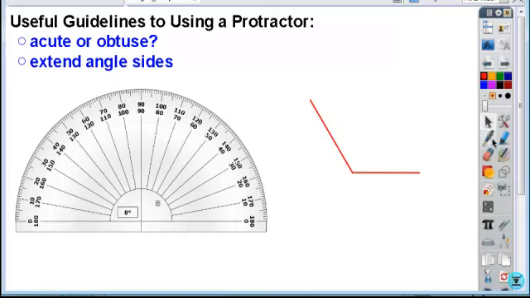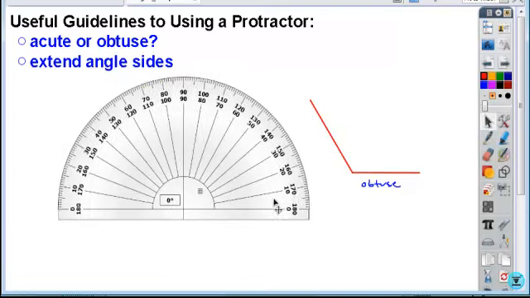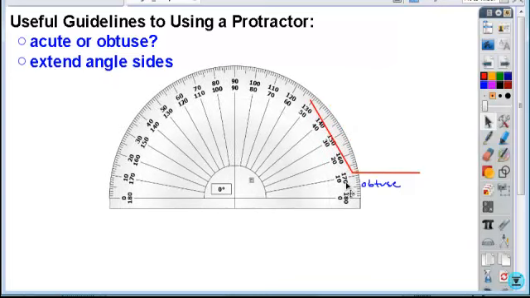So if I looked at this problem right here, and if I wanted to measure this angle, is this going to be an acute or an obtuse angle? Okay, so you know this is going to be an obtuse angle. Just keep that in mind. Again, you don't have to write it down, but keep it in the back of your head when you measure it. The next mistake that is commonly made is to estimate.